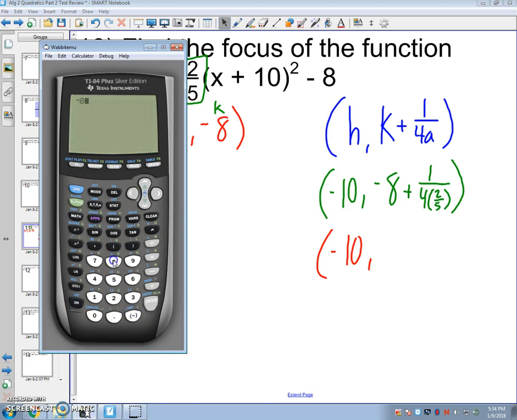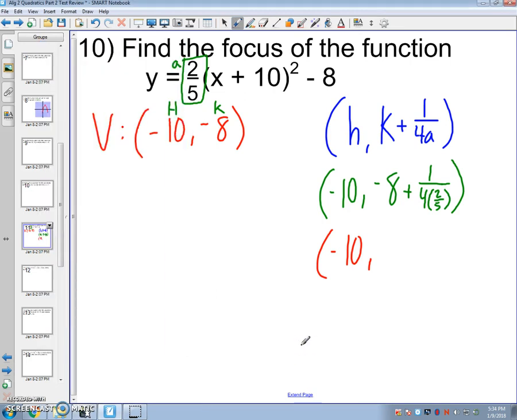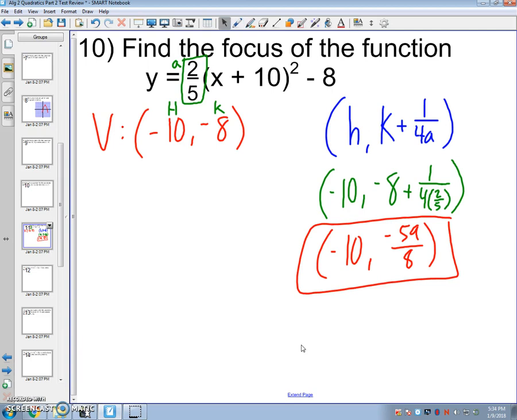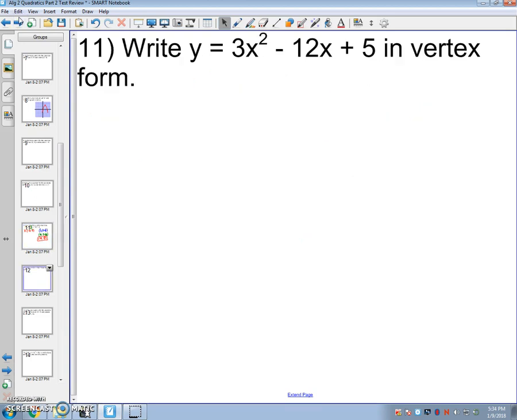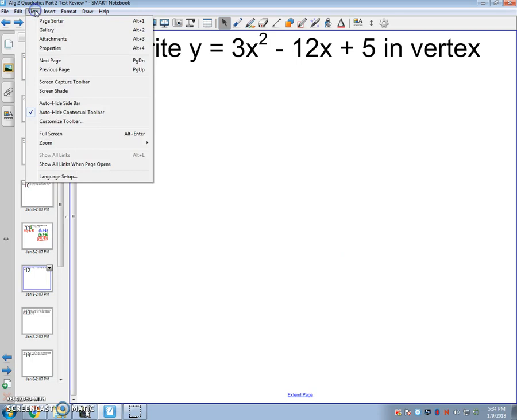So -8 plus the fraction, 1 on top, 4 times another fraction down here, for y equals 2 over 5, close parentheses, gives me -59 over 8. And that's it. So all we really needed was a, h, and k, which we know the vertex h, k, a was in the problem. You plug it into that form, which again I give you. And that's it.